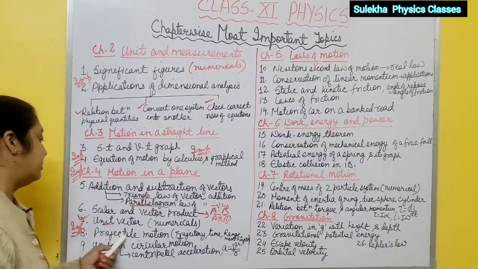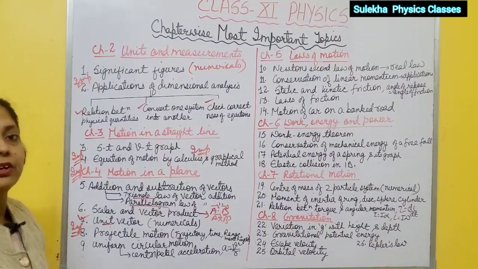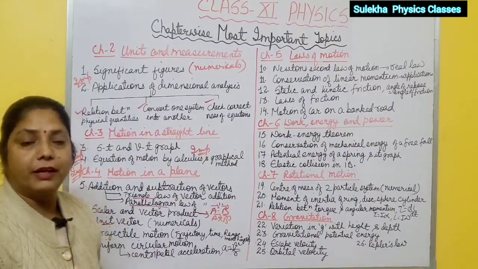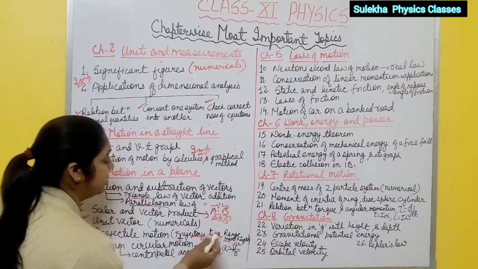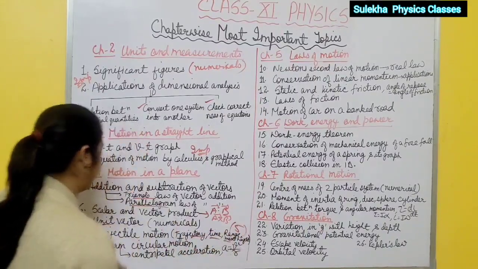Then next very important topic from this chapter is projectile motion. Every point is important in this one. In projectile motion, to prove that trajectory of a projectile body is parabolic. Then time of flight, range of flight, maximum height, everything you have to revise. All these topics are very important. 5 marks questions. This topic is very important.